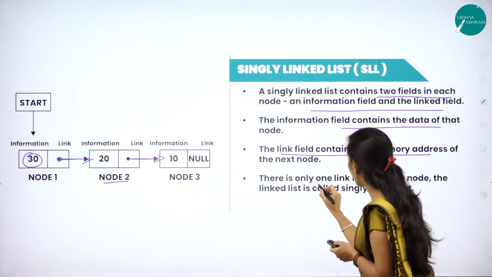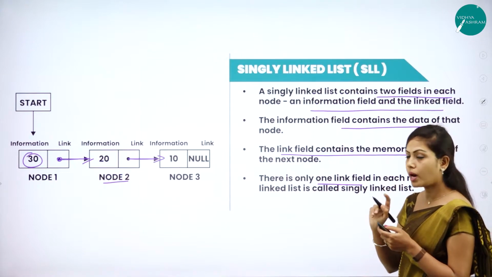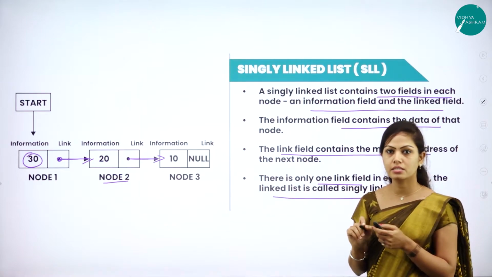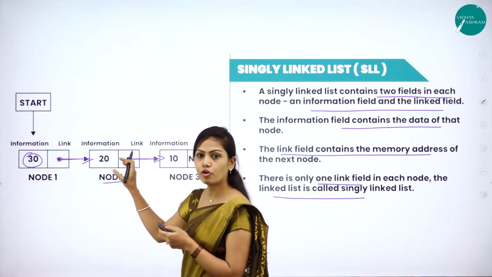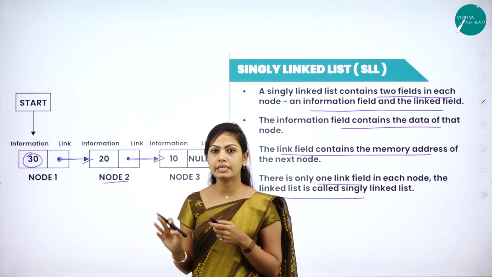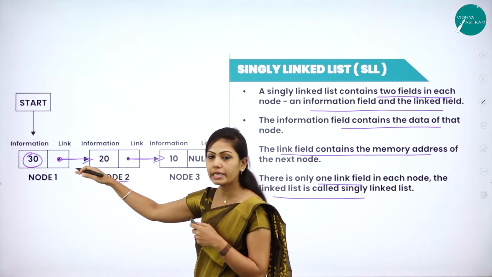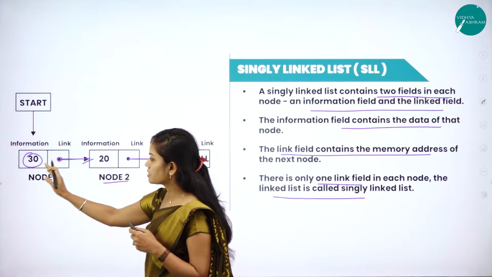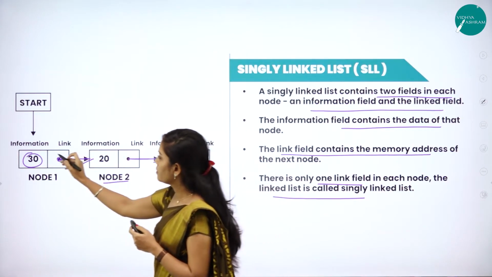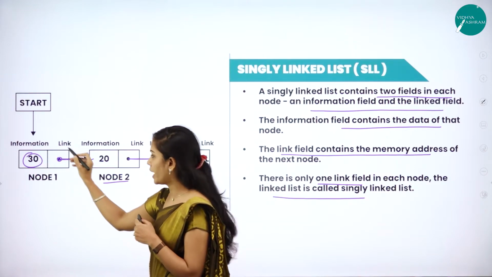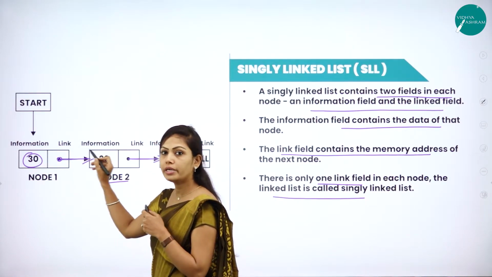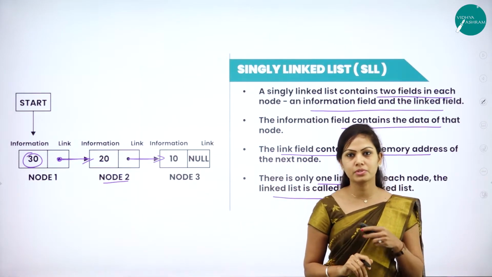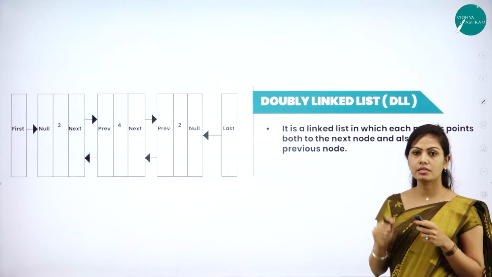There is only one link field in each node, and that is called a singly linked list. Here we have three nodes, that is node 1, node 2 and node 3, and we have two parts, that is information and link. In a singly linked list we have only one link in each node. Very simple concept.